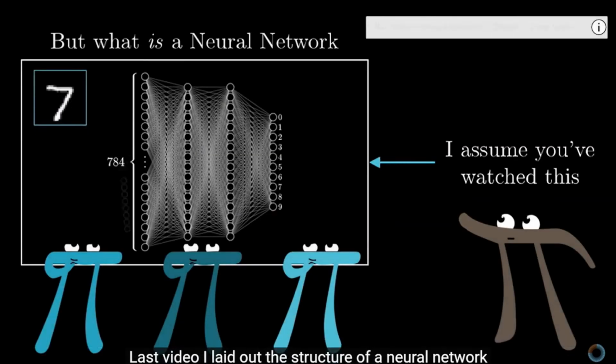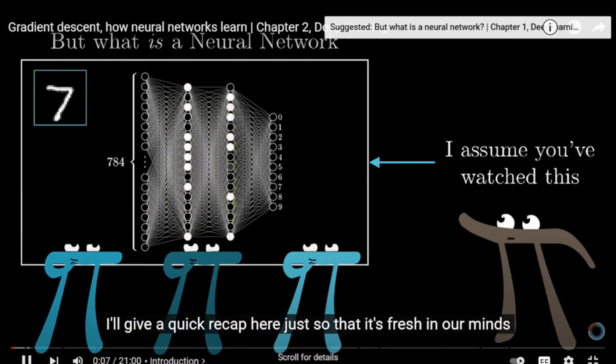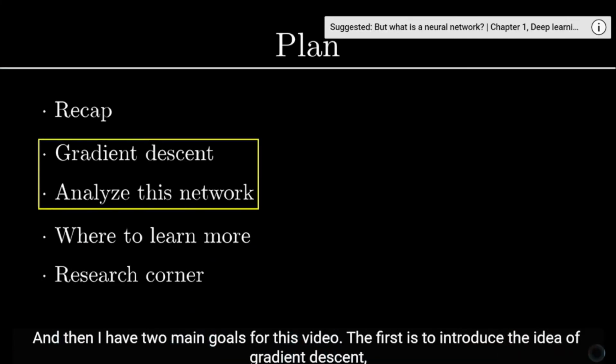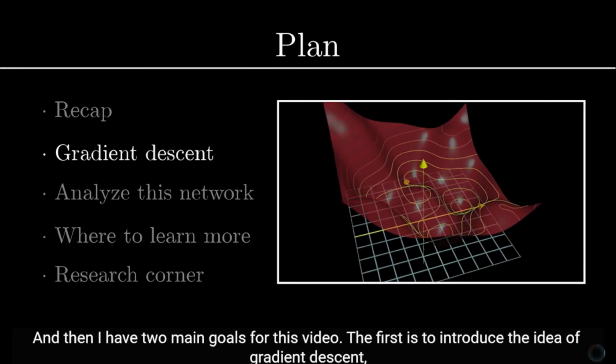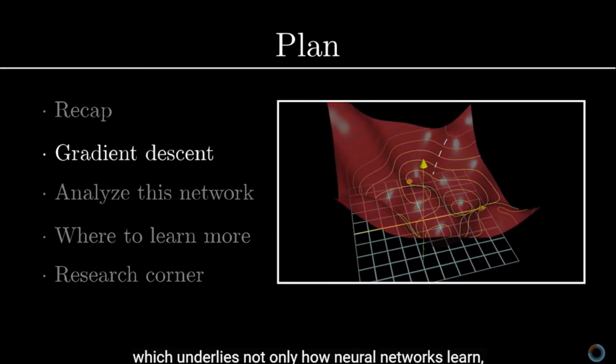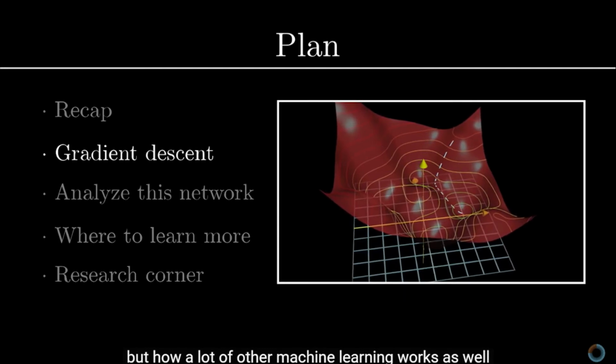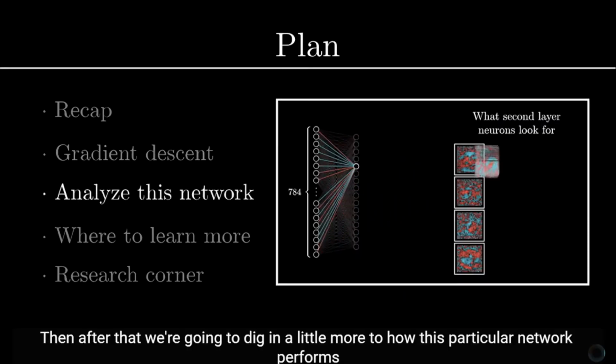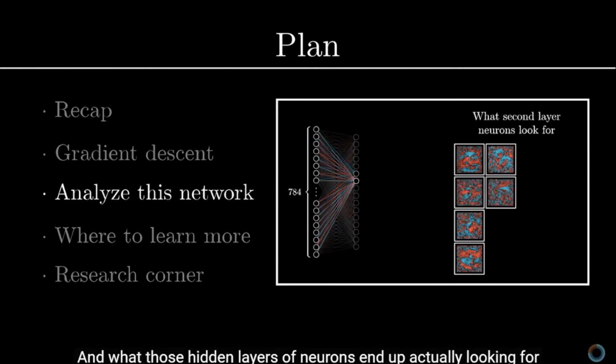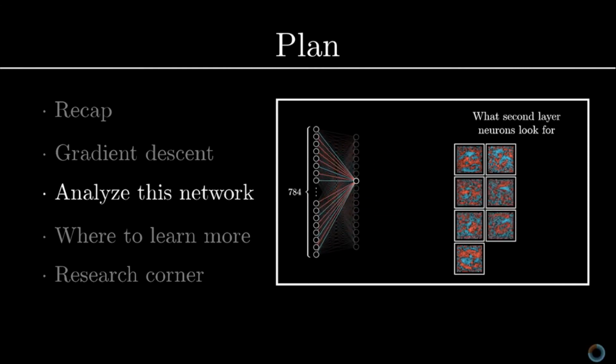Last video, I laid out the structure of a neural network. I'll give a quick recap here, just so that it's fresh in our minds, and then I have two main goals for this video. The first is to introduce the idea of gradient descent, which underlies not only how neural networks learn, but how a lot of other machine learning works as well. Then after that, we're going to dig in a little more to how this particular network performs, and what those hidden layers of neurons end up actually looking for.